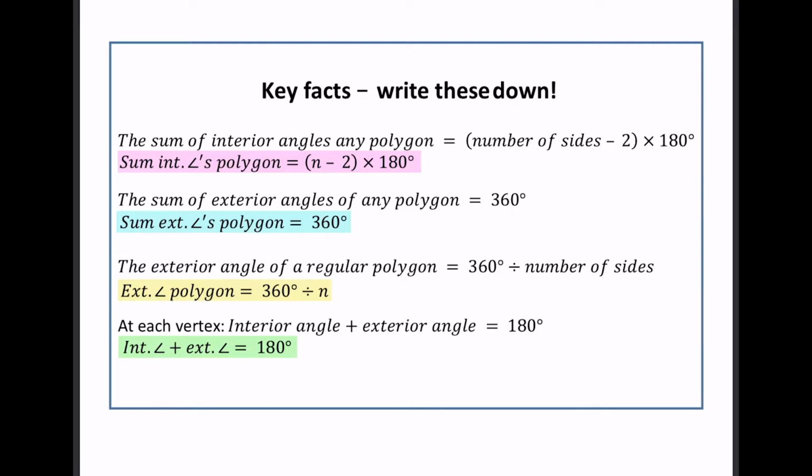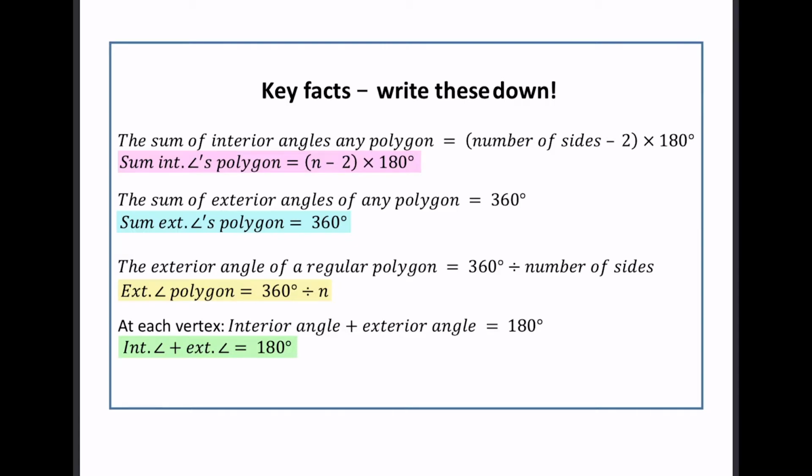But then that would give us the sum of the interior angles, so all the angles added together on the inside of the shape. We know that the sum of the exterior angles of any polygon is equal to 360 degrees, and to determine the size of an exterior angle of a regular polygon, we would divide that 360 degrees by n, or by the number of sides. At each vertex, or at each corner, we know that the interior angle plus the exterior angle is equal to 180 degrees. Quickly pause this video so that you can jot these down.